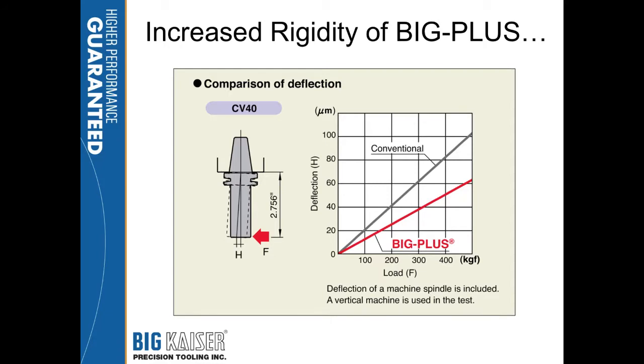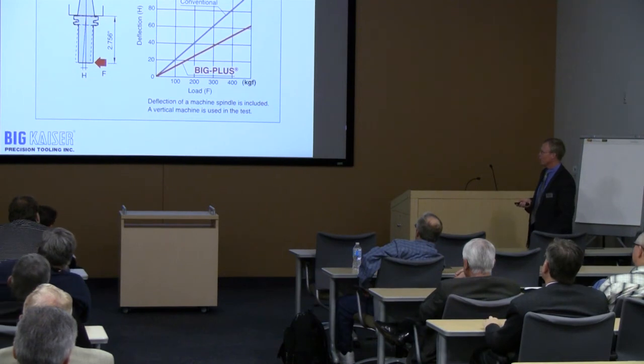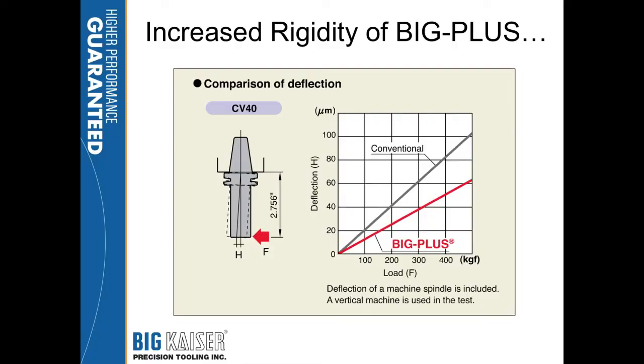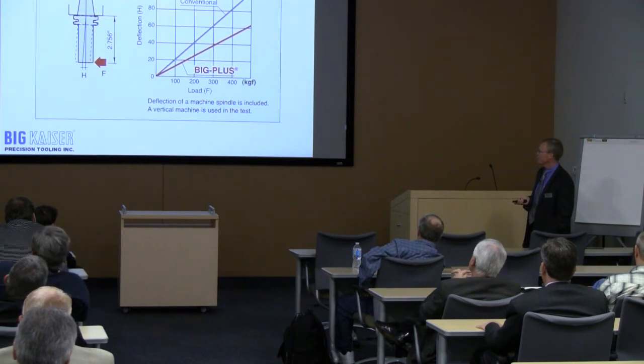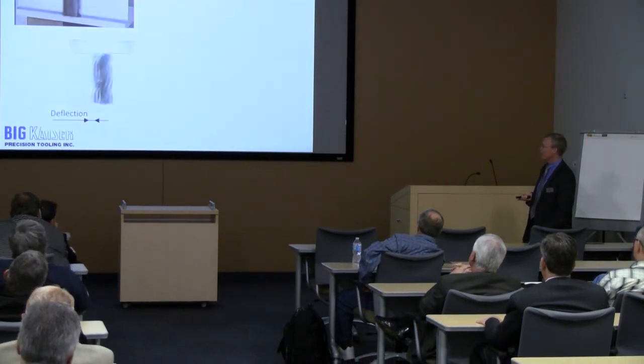So we just look at stiffening a Cat 40 spindle, going from a traditional Cat 40 to Big Plus. What are the results? What can we expect? Just by adding that face contact surface, I can increase the loads and reduce the deflection on the tool itself without changing the clamping force. So it's important to have face contact for the higher rigidity.